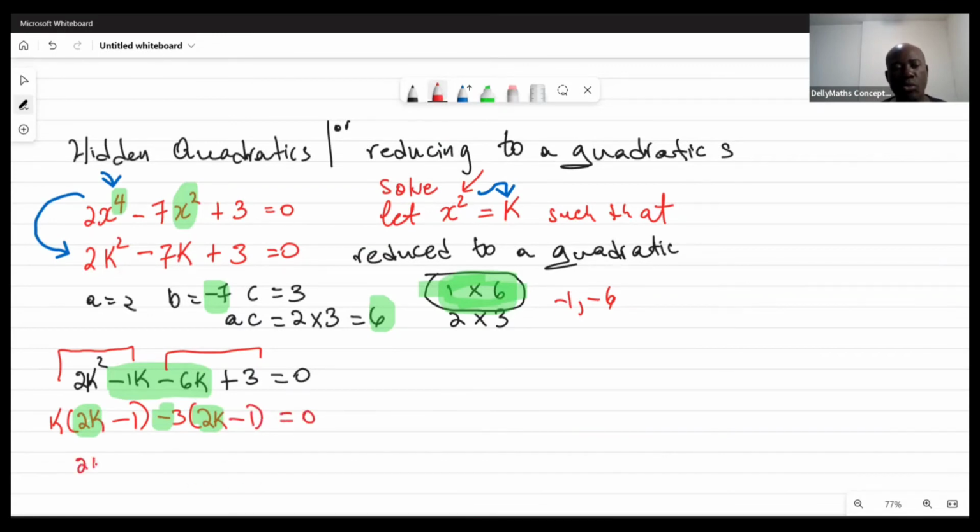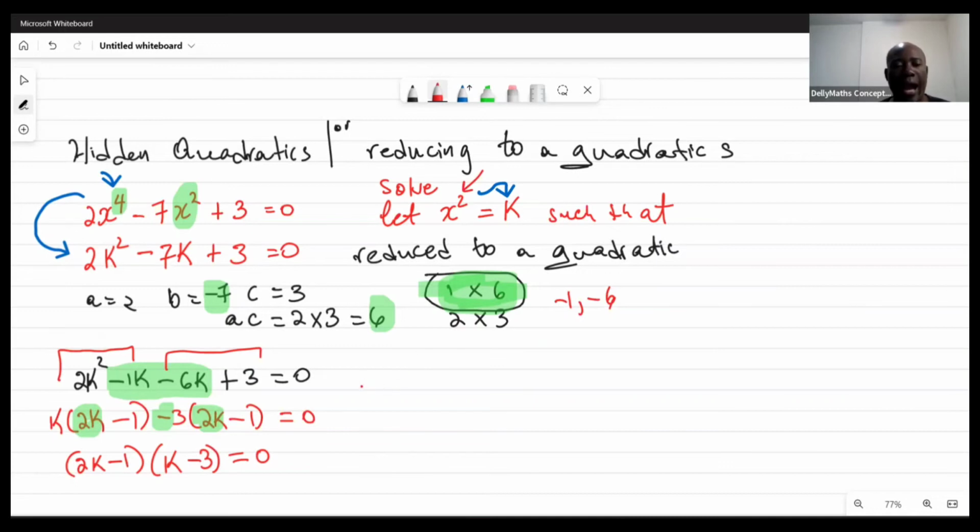Now, at this time, we have 2k - 1, and then we have k - 3, and this is equal to 0. So 2k minus 1 and then k minus 3, and this is equal to 0.